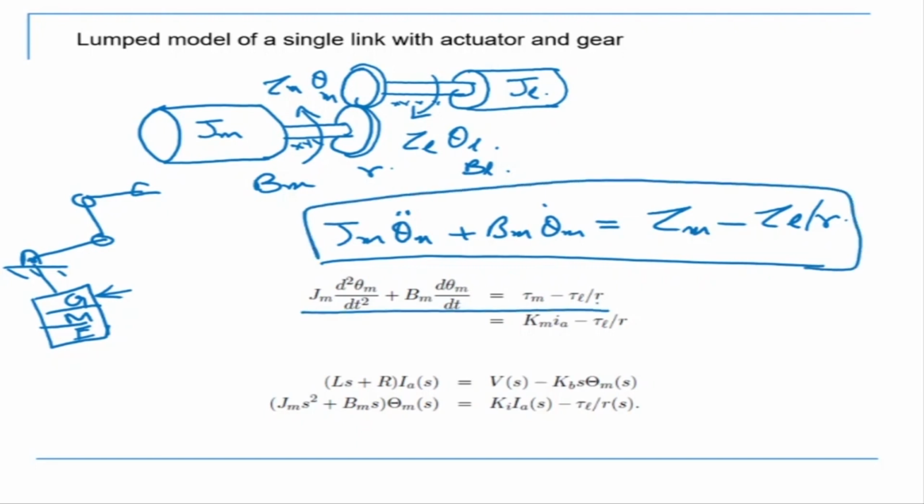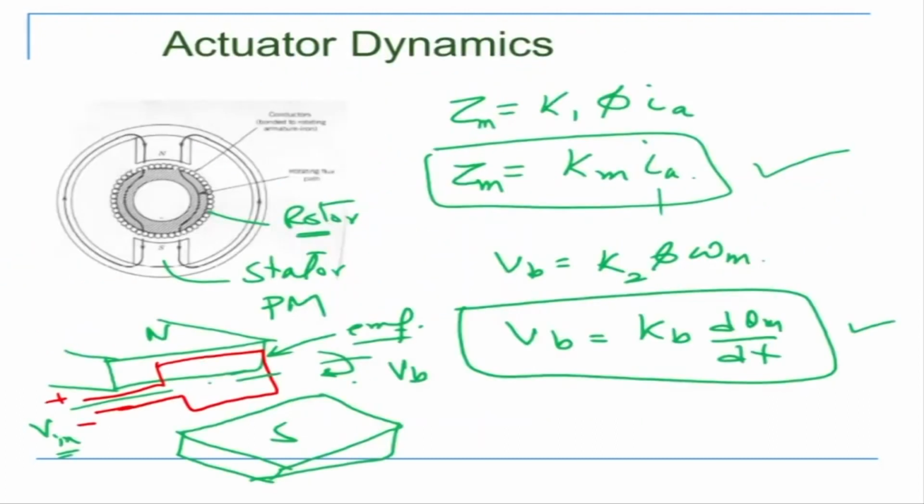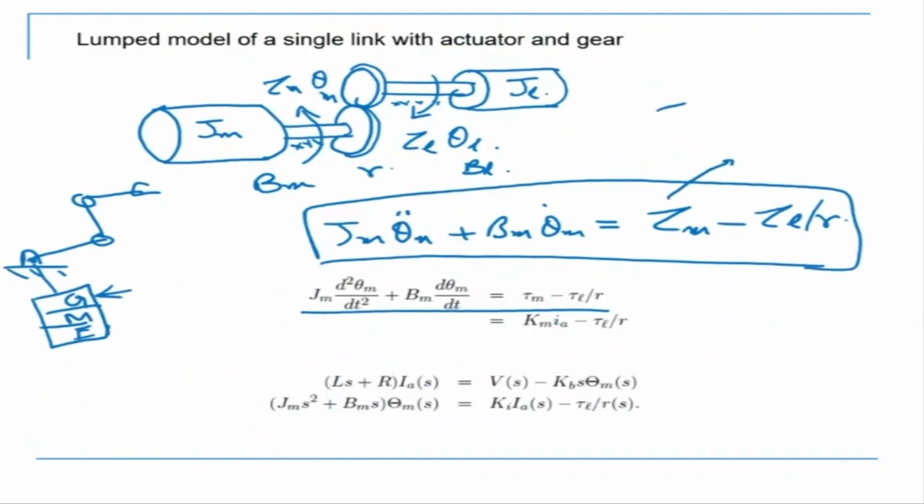Now in the previous equation we saw that tau m, what was tau m? Tau m was equal to Km into Ia. Okay, so what we do is I replace this tau m, tau m was equal to Km into Ia, the armature current. So from here I get this equation.